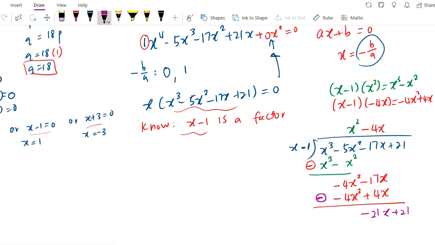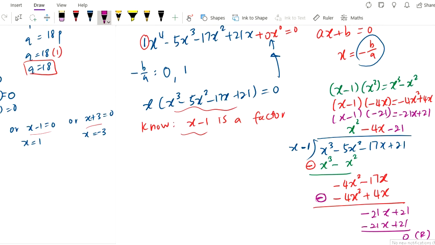Okay, so this one you multiply with -21. You get -21x plus 21. Okay, then what should we put now? -21. -21x plus 21. Yeah, you see, the remainder is 0. So we have proved that x minus 1 is a factor of this polynomial.